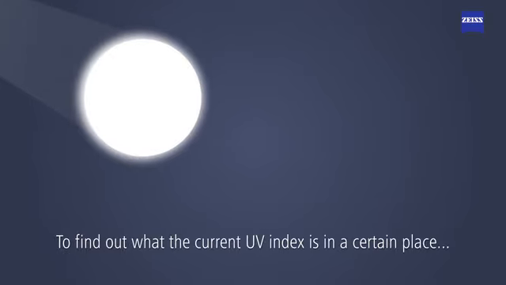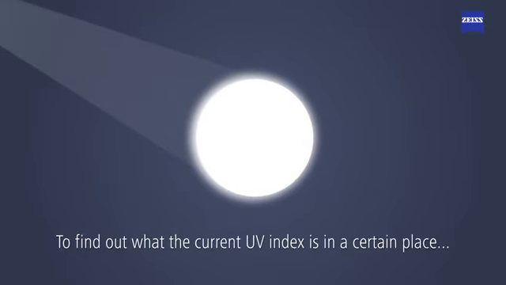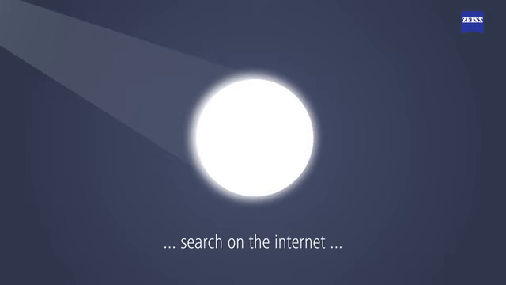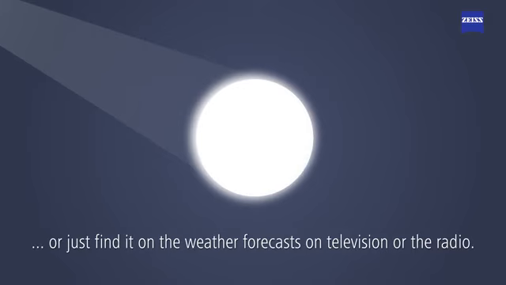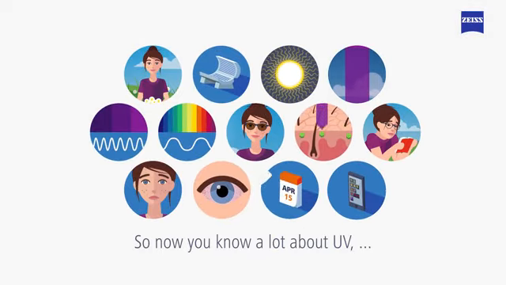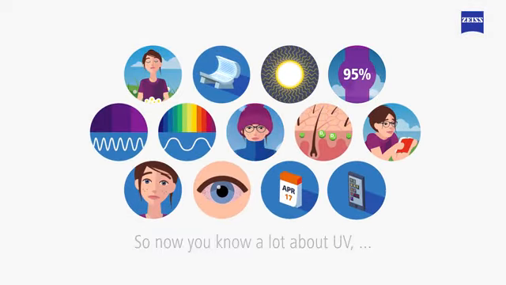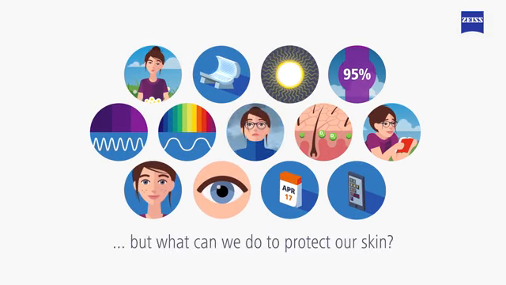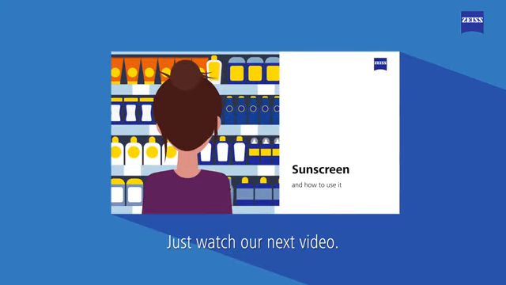To find out what the current UV index is in a certain place, you can download an app, search on the internet, or just find it on the weather forecasts on television or the radio. So now you know a lot about UV. But what can we do to protect our skin? Just watch our next video.